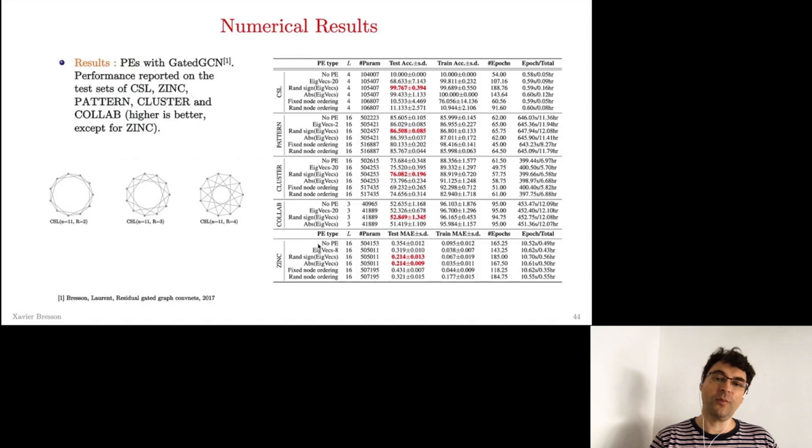We improve a little bit on PATTERN, but here CLUSTER is improved a lot, of course, because we know that the eigenvectors are strongly related to the clusters. So of course you will have some improvements. We improve it a bit on COLLAB, and ZINC has a lot of natural symmetries. So Laplacian eigenvectors help a lot to improve performance.